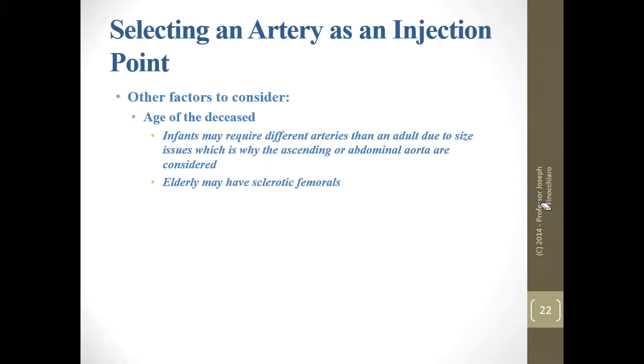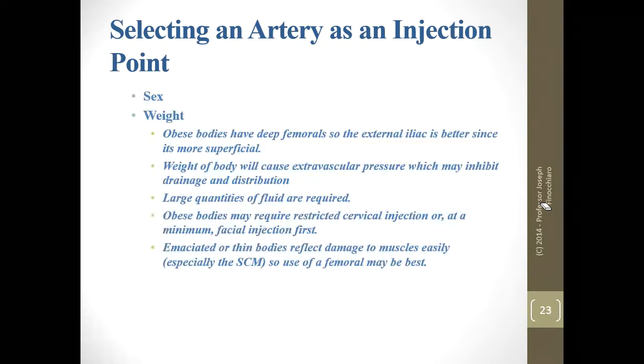Elderly may have tons of sclerosis in the femorals. There might be very brittle walls. You might have buildup on the inside of the arteries. Male and female matter, especially with clothing. Weight. Obese bodies have deep femorals, so the external iliac is better because it's much more superficial and generally you don't have to go mining through all the adipose in the legs. Weight of the body is also going to cause issues, which may inhibit drainage and distribution.